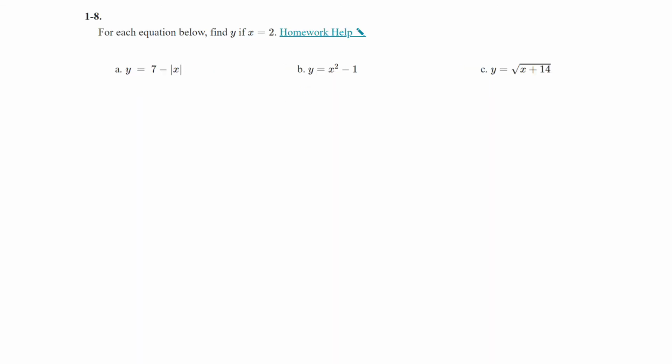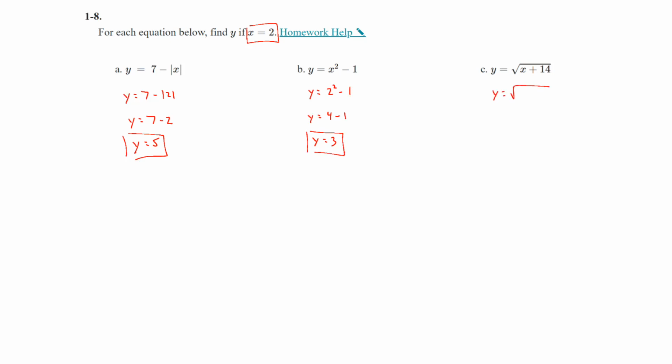And question 8. For each equation below, find y if x equals 2. So it's giving you the x value, asking you to find the y value. So we're going to plug the value in, keep everything the same except replace the x with 2. So now we have y equals 7 minus the absolute value of 2, or 7 minus 2, which is 5. So y equals 5 when x is 2. B, y equals 2 squared minus 1. So 2 times 2 is 4. 4 minus 1 is 3. So when x is 2, y is 3.